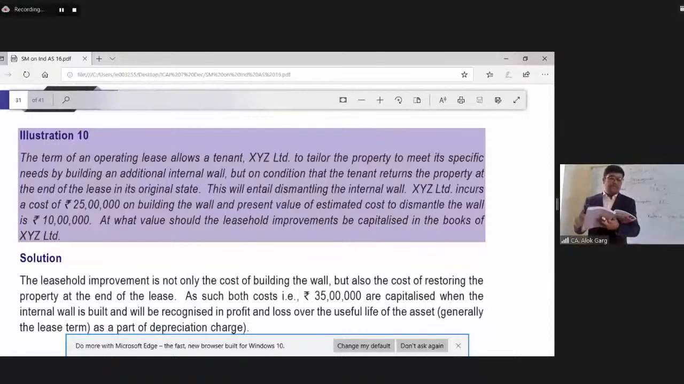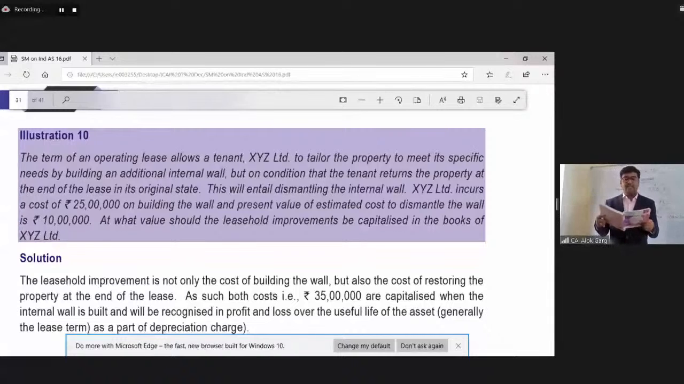The term of an operating lease allows a tenant, XYZ Limited, to tailor the property to meet its specific needs by building an additional internal wall, but there is no condition that the tenant return the property at the end of the lease in the original state. This will entail dismantling the internal wall. XYZ Limited incurs a cost of 25 lakh on building the wall, and the present value of the estimated cost to dismantle the wall is rupees 10 lakh. At what value should the leasehold improvement be capitalized in the books of XYZ Limited?